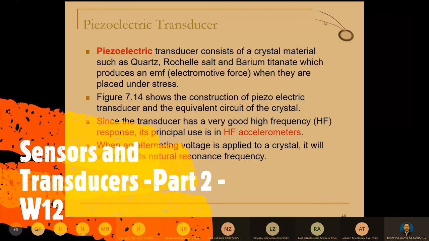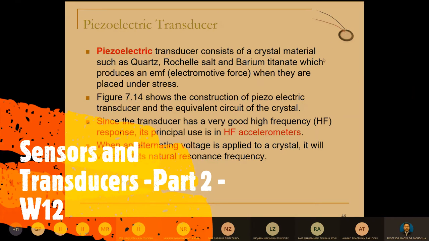Very thin, and after this I will show you the inside of this part. So actually this piezoelectric is active, so there is no need for a power supply to turn on this sensor, alright. Automatically this sensor will operate.